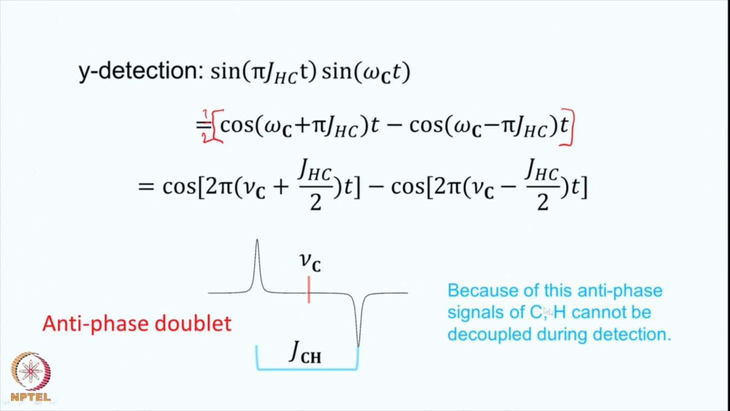So once again, because of these antiphase signals, CH cannot be decoupled during detection. What happens if you decouple? They will overlap and come on top of each other. This will come here and this will come here, and therefore they will cancel. So you cannot decouple if the signals are antiphase in nature. The antiphase doublet will appear like this.